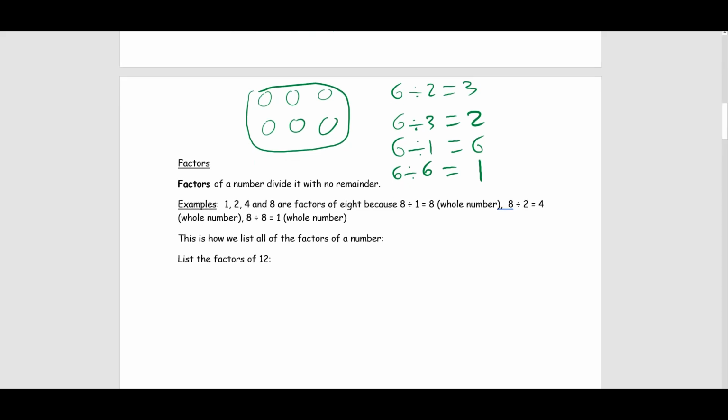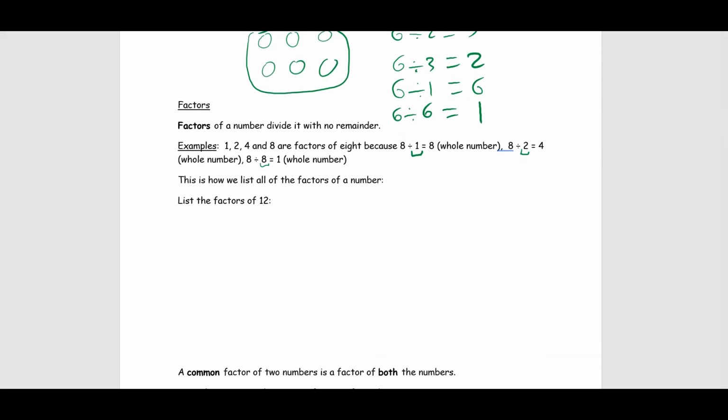So I've also got an example here. 1, 2, 4, and 8 are factors of 8 because 8 divided by 1 is 8. So that means that 1 will divide 8 with no remainder, 2 divides 8 with no remainder, and 8 divides 8 with no remainder. But how do we know that we've listed all of the factors of a number? Well, to do that, we use the horseshoe method, which some people call the bucket method. I like to call it the horseshoe, and you will see why very shortly.